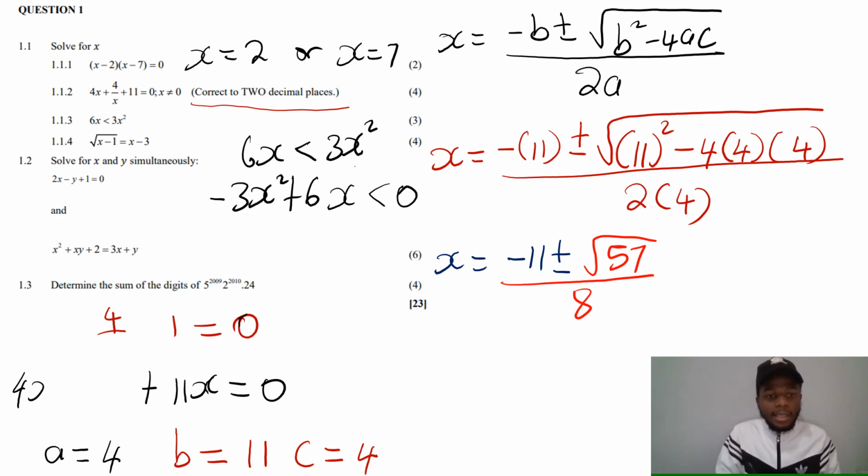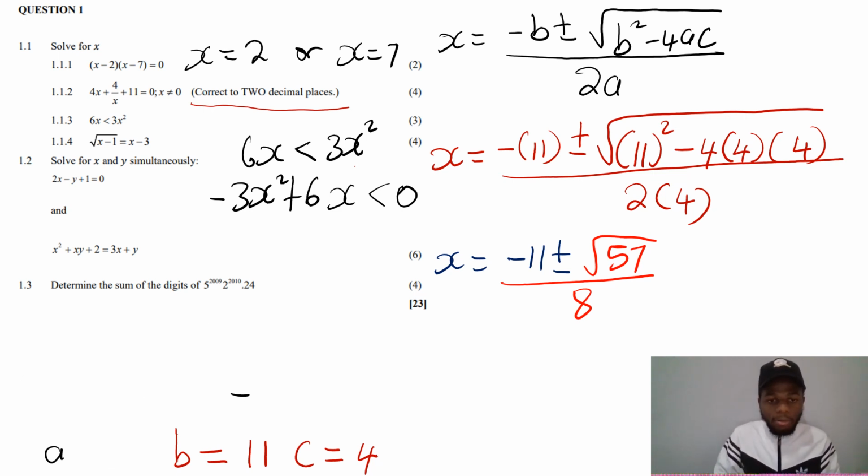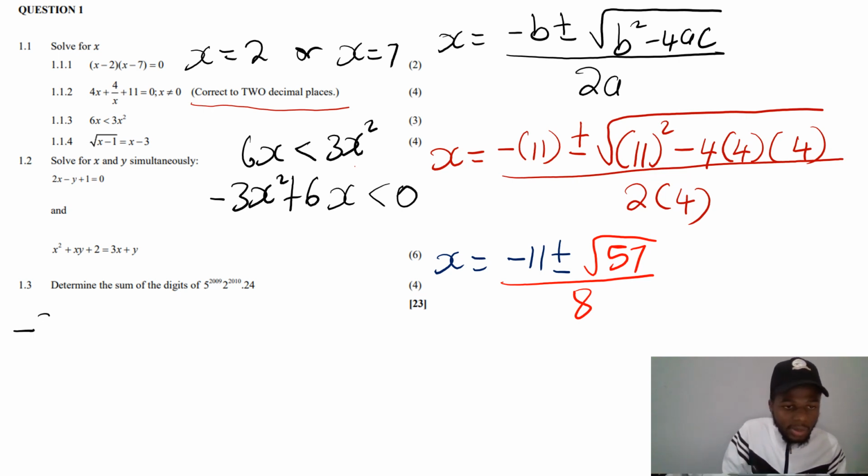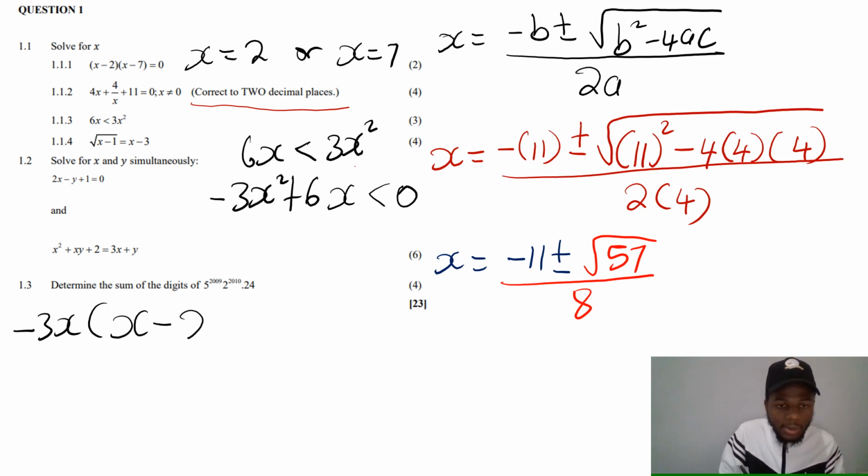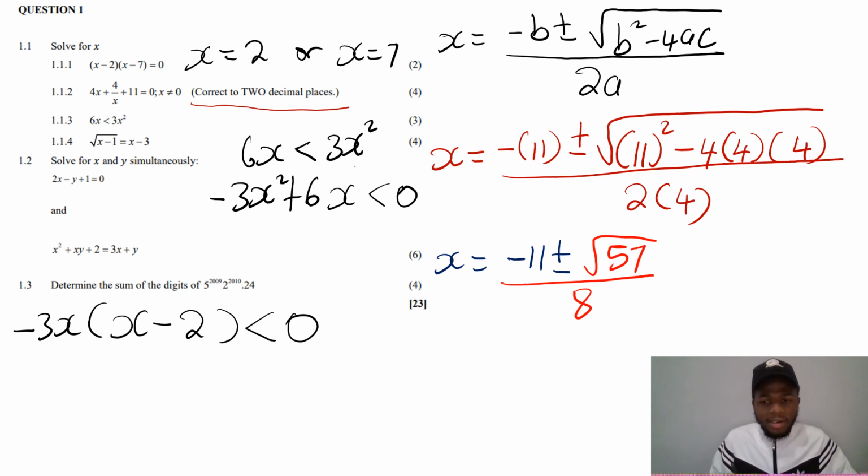The next thing we have to do is take out our common factor. Our common factor is going to be minus 3x. We take minus 3x as our common factor, and then we're left with x minus 2, less than 0. Perfect. Then from here we have to divide both sides by negative 3, not negative 3x, but negative 3 only, because we are solving for x. We cannot divide by x.